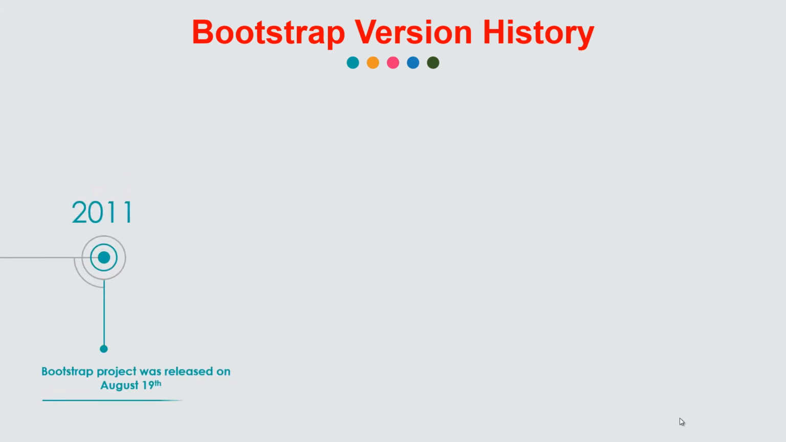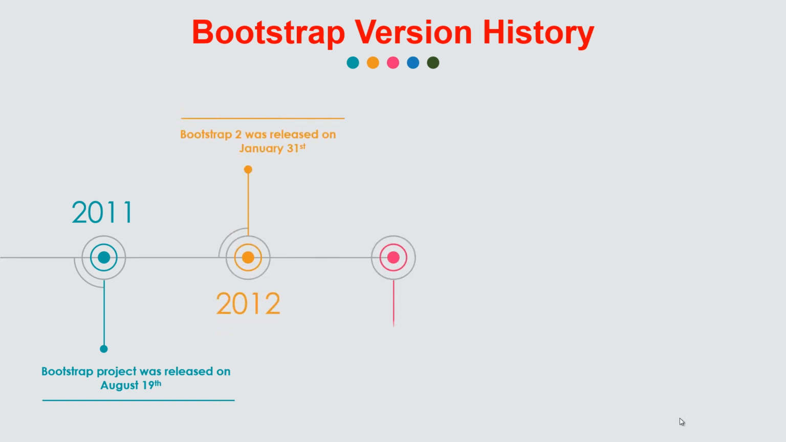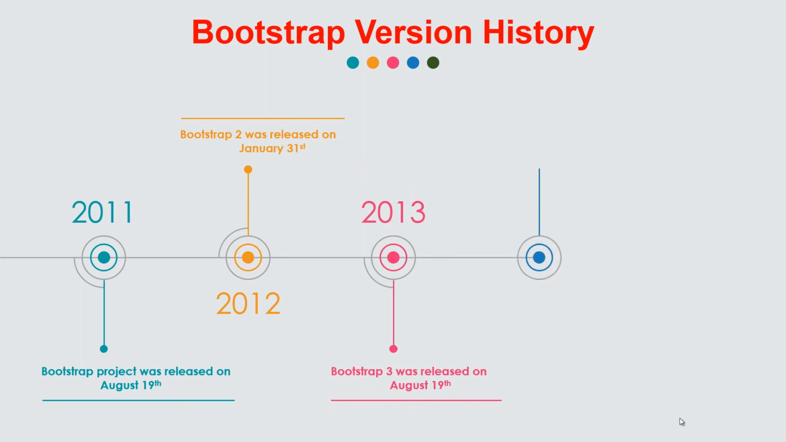Bootstrap version history. The Bootstrap project was released on 19th August 2011. Bootstrap 2 was released on 31st January 2012. Bootstrap 3 was released on 19th August 2013. Bootstrap 4 was released on 18th January 2018.